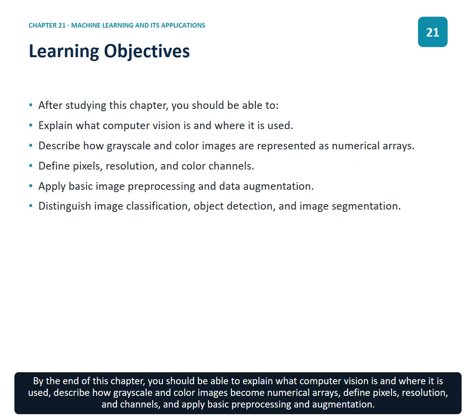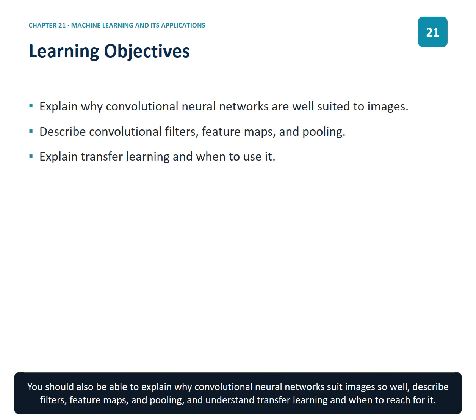By the end of this chapter, you should be able to explain what computer vision is and where it is used, describe how grayscale and color images become numerical arrays, define pixels, resolution, and channels, and apply basic preprocessing and augmentation. You should also be able to explain why convolutional neural networks suit images so well, describe filters, feature maps, and pooling, and understand transfer learning and when to reach for it.